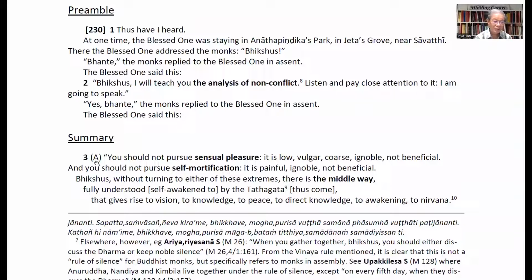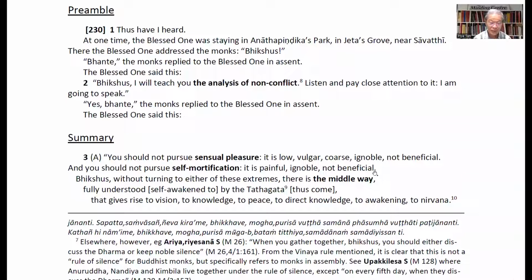So A, the Buddha mentions the first. This is the first idea. You should not pursue sensual pleasure. It is low, vulgar, coarse, ignoble, not beneficial. And you should not pursue self-mortification. It is painful, ignoble, not beneficial.